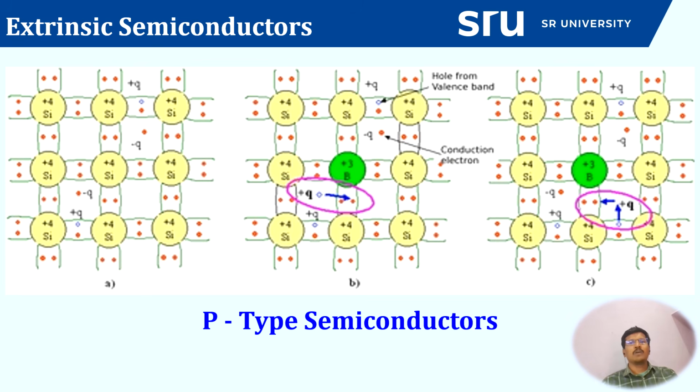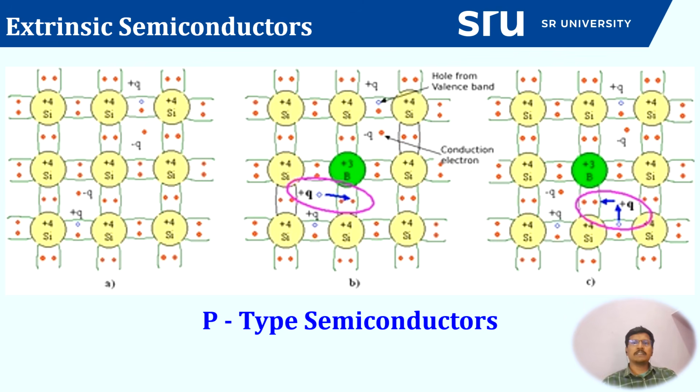Since holes become the dominant charge carriers, the semiconductor is called a p-type semiconductor. The letter P stands for positive because the holes behave as positive charge carriers. Just like the n-type semiconductor, the crystal remains electrically neutral overall. The key difference is that holes now dominate the conduction instead of electrons.